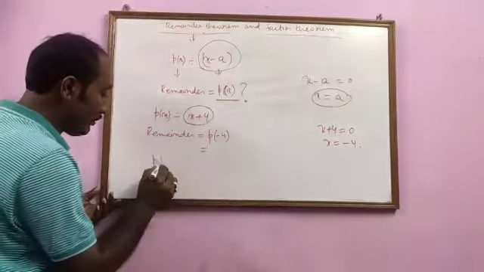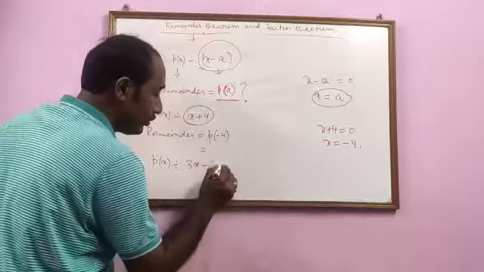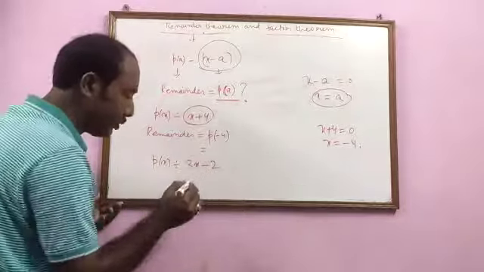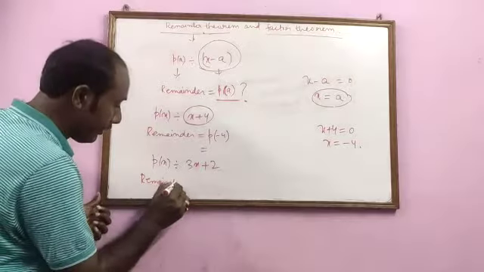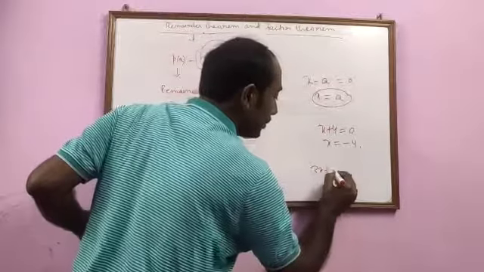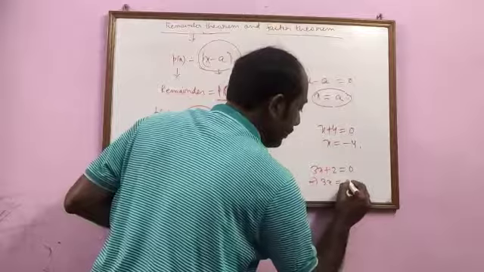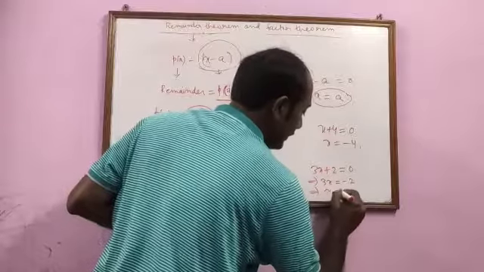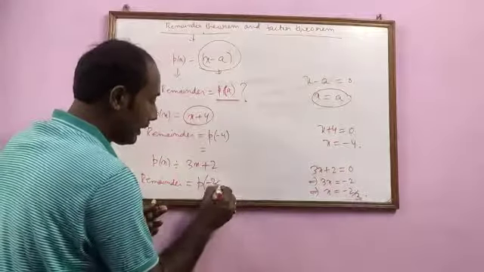Now when we talk about P(x) divided by 3x minus 2 or 3x plus 2, what will be the remainder? The remainder will be P of its zero, and you have to find its zero. 3x plus 2 is equal to 0 would imply 3x is equal to -2. So this would mean x is equal to -2/3. So the remainder is P(-2/3).